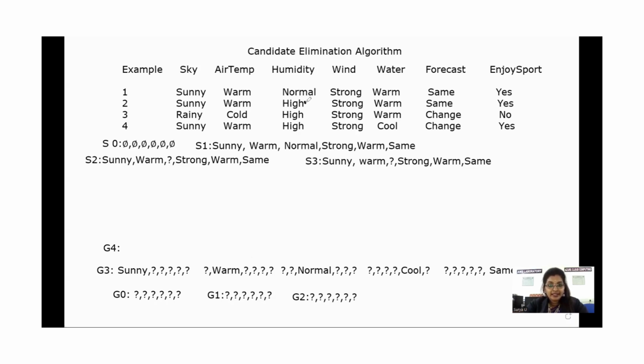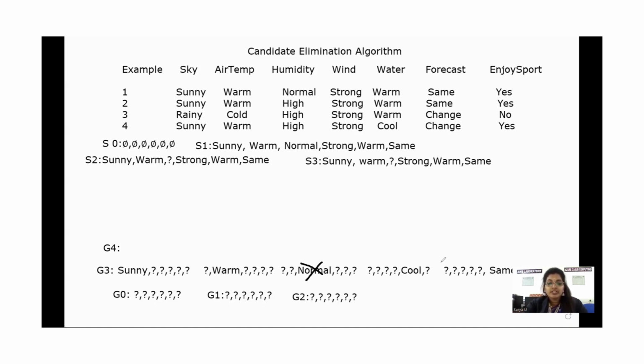The next one, high. But here it is also a positive again. But there is a change in your value. So at this stage, what we can do, we can omit this value. We just don't want to write your normal, we just don't want to write this criteria. So this will be rejected. This will be removed from this criteria.